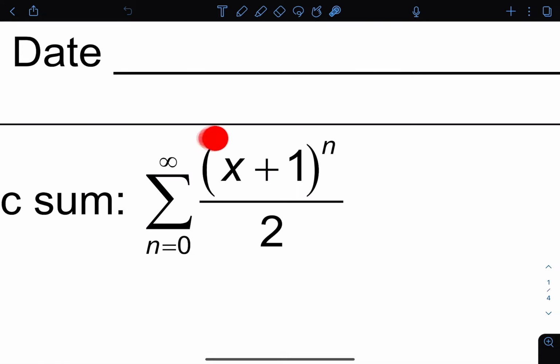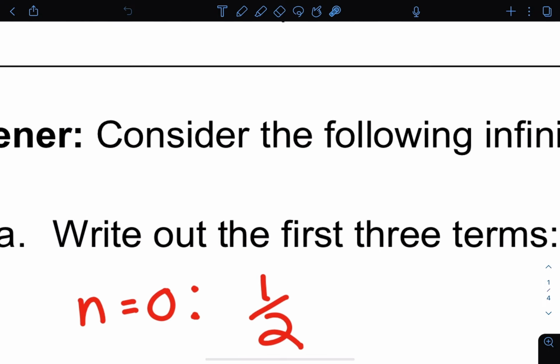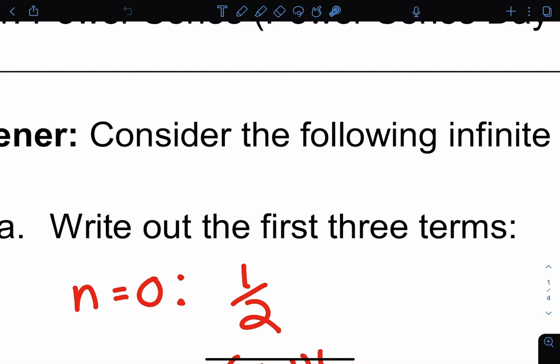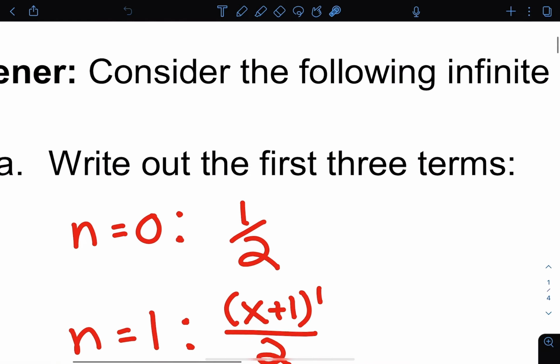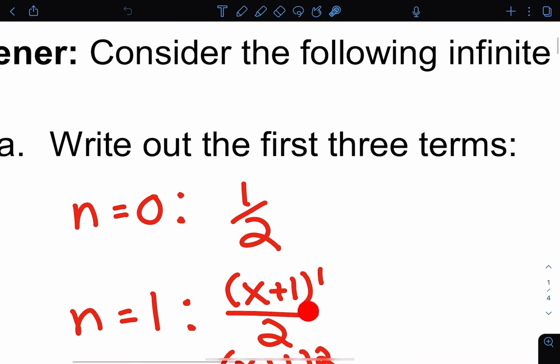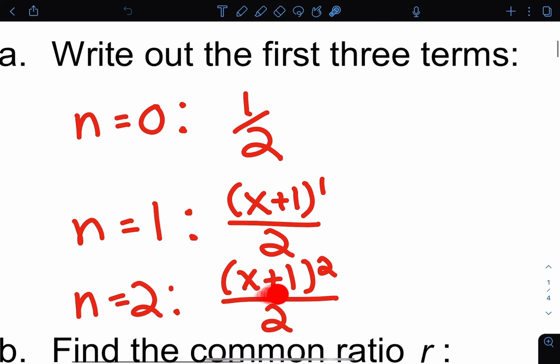Okay, let's write out the first few terms and we should notice some interesting things right away. So when n is 0, x plus 1 to the 0 is just 1, so it goes away. We get a half. N is 1, we get x plus 1 to the first power over 2. N is 2, we get x plus 1 squared over 2. N is 3, we would get x plus 1 cubed over 2. N is 4, we get x plus 1 to the fourth over 2, etc., etc.